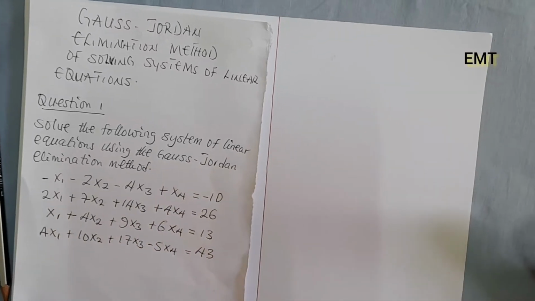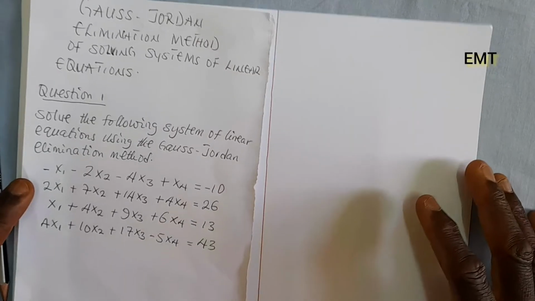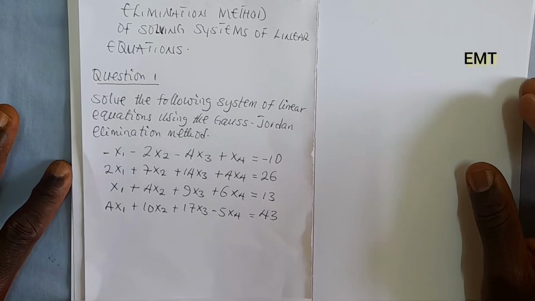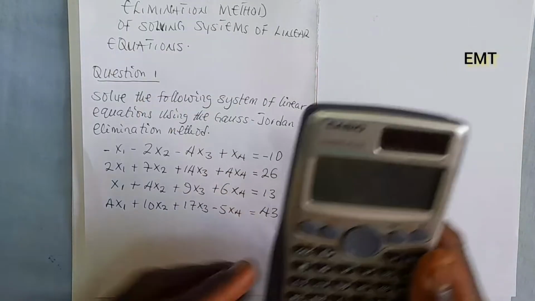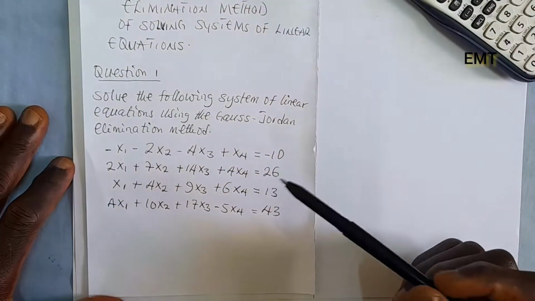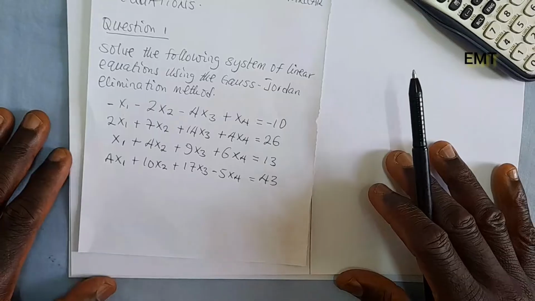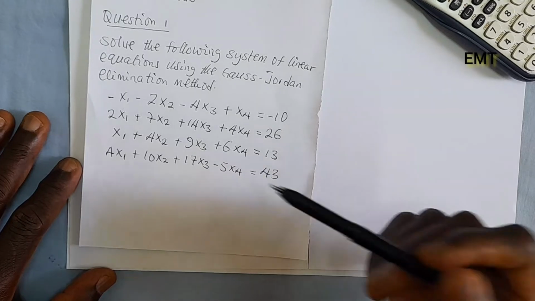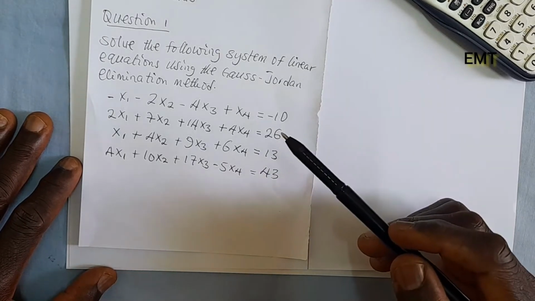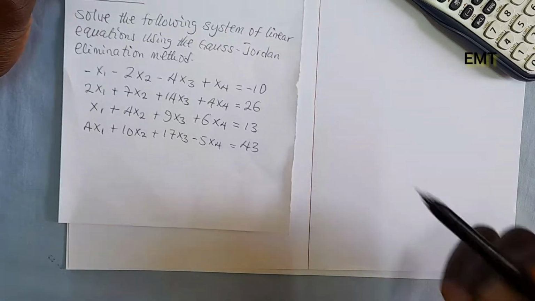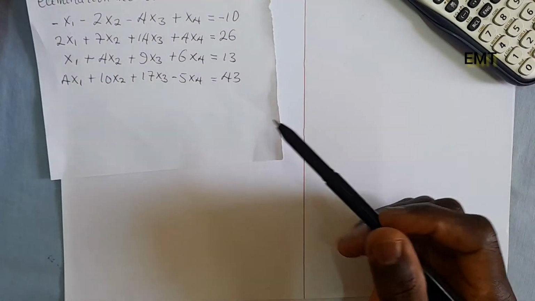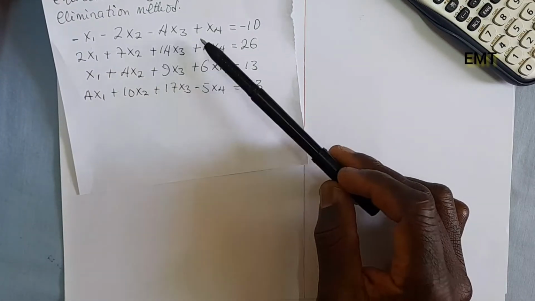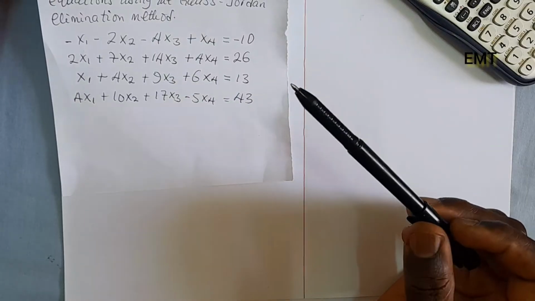Hello and welcome. Today we are going to be looking at the Gauss-Jordan elimination method of solving systems of linear equations with the help of a calculator. Consider the question presented before you, which has four variables. If you have a question like this and you are to use the Gauss-Jordan elimination method to solve, what should you do? The first thing is you have to take the coefficients of the variables here and form an augmented matrix.